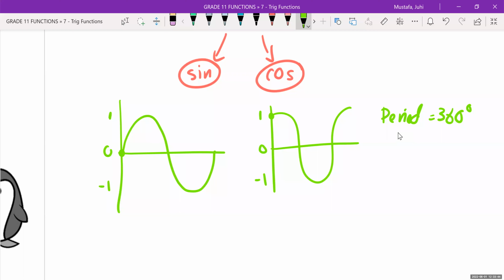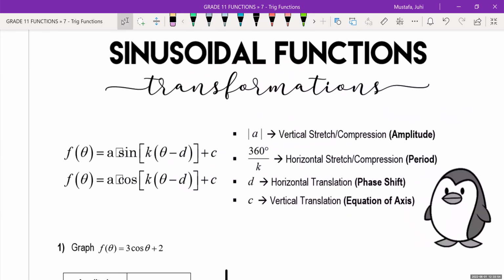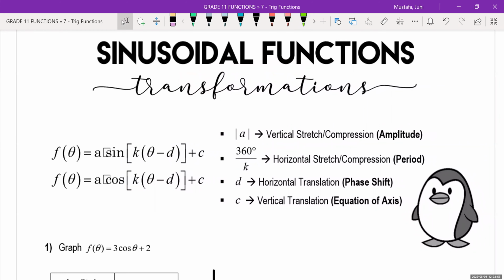And then we also learned something called quarter period. So I'm going to review that and talk about it a little bit more. Does anyone have any questions about this before we start transformations? All right, so take a look at the top of this page. I have given you the general formula of all the sinusoidal function transformations. Let's just break this down a little bit.